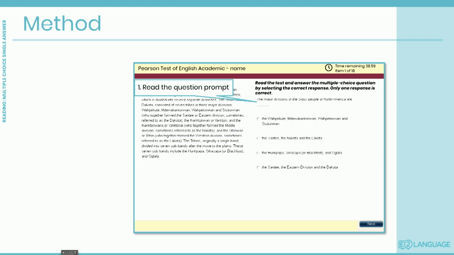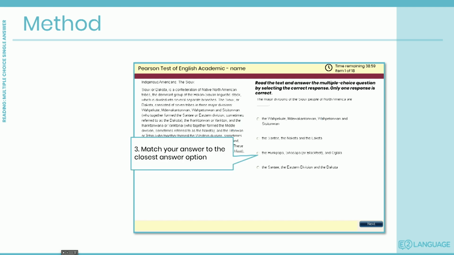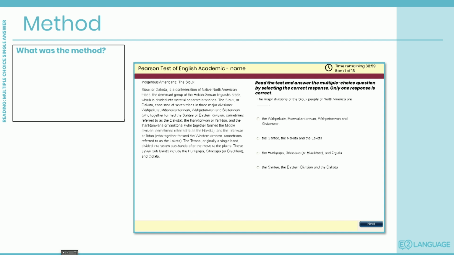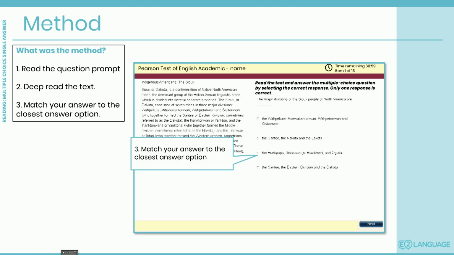For example, if it says, what is the opinion of the author? You read the text, you find out that the author doesn't like avocados, and then you read the answer options until you find the one that says something similar about not liking avocados, right? What's the method again? Step 1, read the question prompt. Step 2, read the text. Step 3, match your answer to the closest answer option.